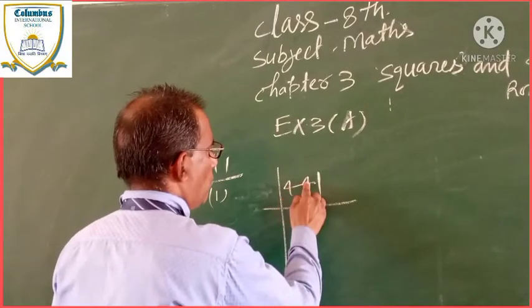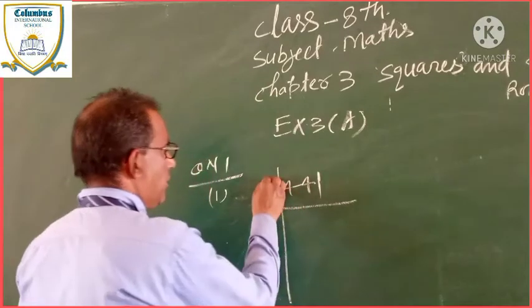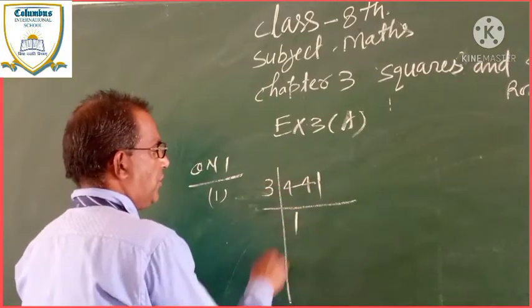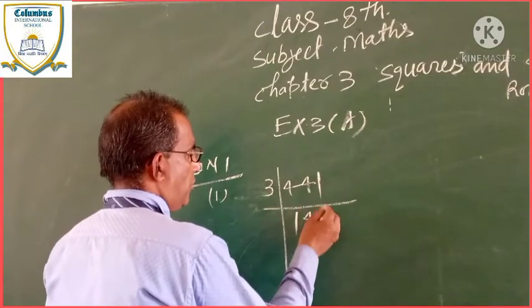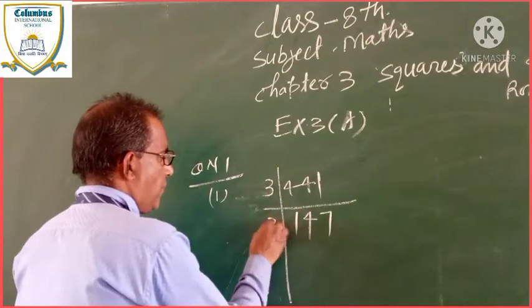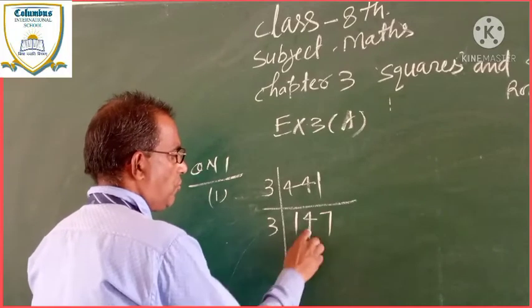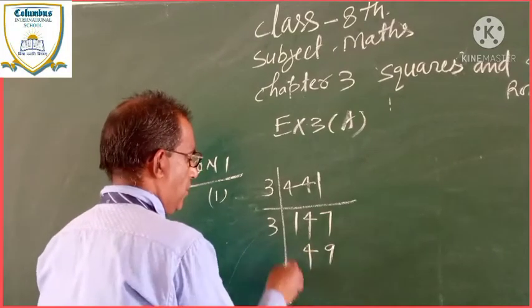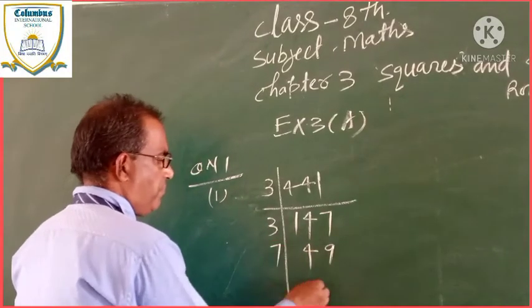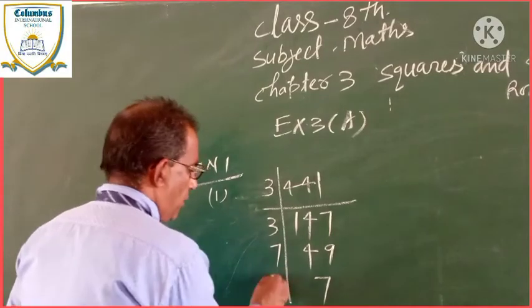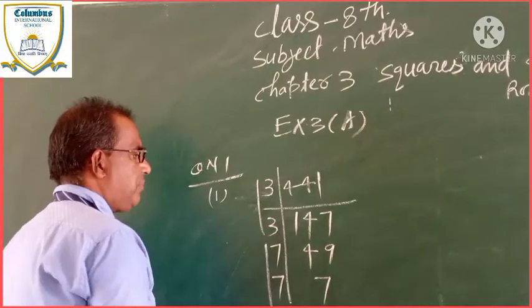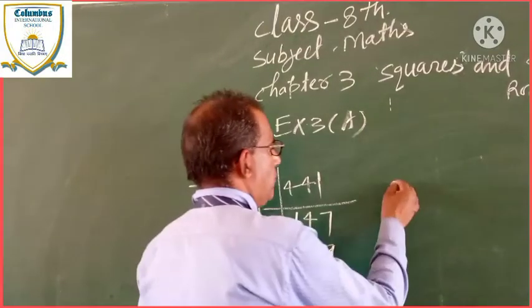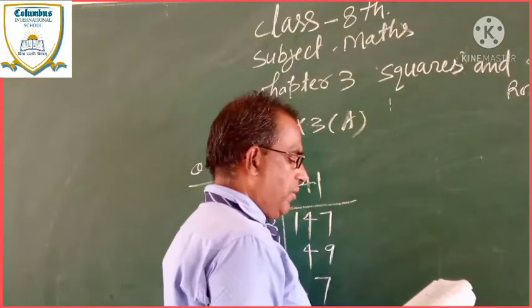Since 4 plus 4 is 8, plus 1 is 9, that number is divisible by 3. 3 1s are 3, 3 4s are 12, 3 7s are 21. 3 3s are 9, 3 7s are 21. And 7 7s are 49, 7 7s are 49. We shall make a pair. The square root of 441.